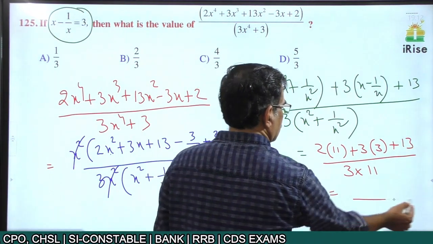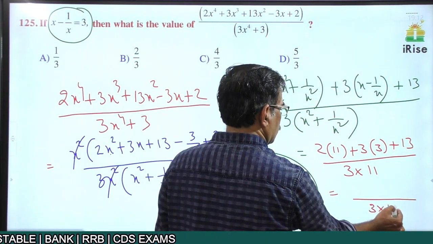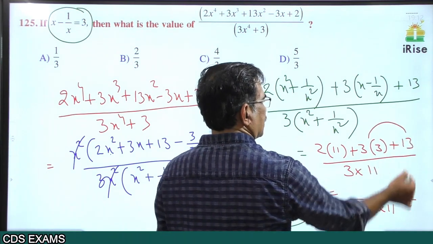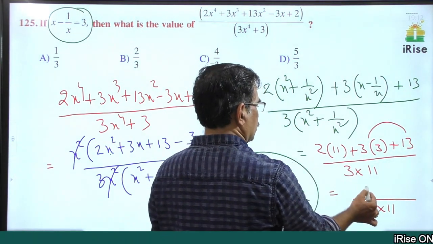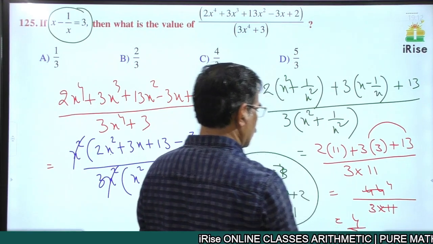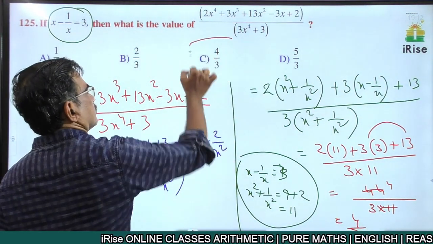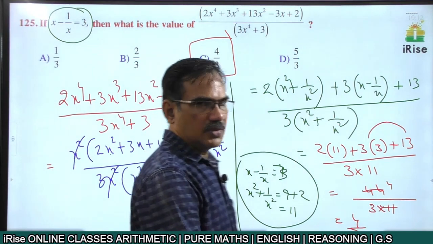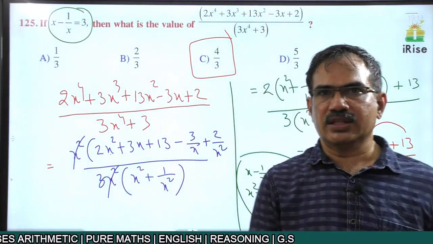So what we get here? This is 3 into 11, 33; 9 plus 13, 22; 22 plus 22, 44; 11 4's, cancel. So the answer is 4 by 3. The answer is 4 by 3. Next one.